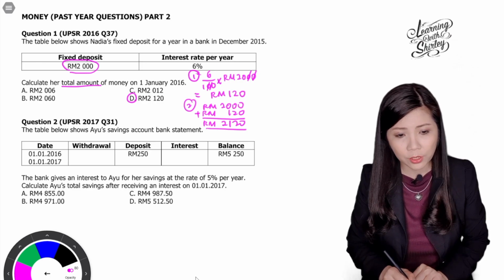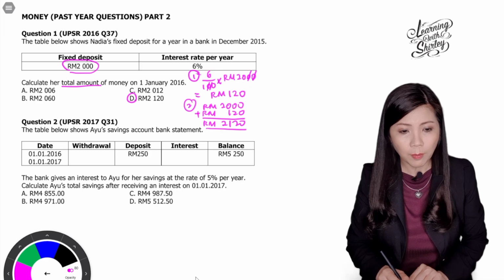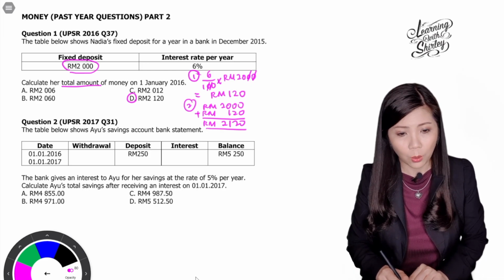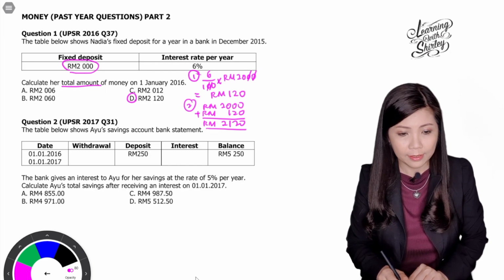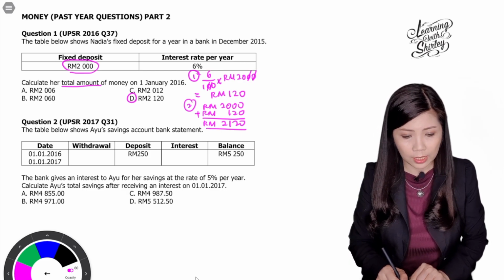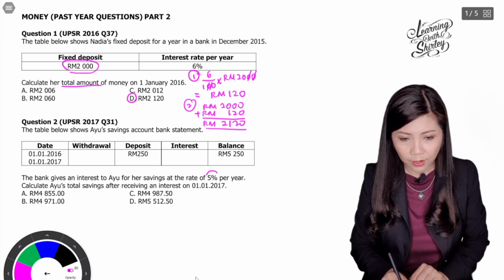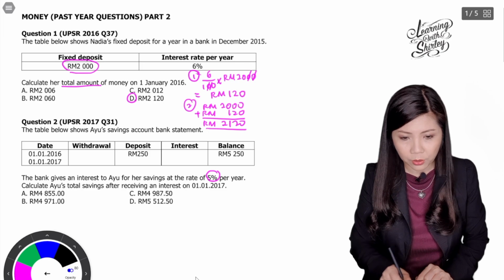Let's move on to question number 2. UPSR 2017, question 31. The table below shows Ayu's savings account bank statement. Okay, so the bank gives an interest to Ayu for her savings at the rate of 5% per year. Calculate Ayu's total savings after receiving an interest on 1st of January 2017. Okay, so the keyword here is 5% per year. Okay, so there will be 2 steps here.